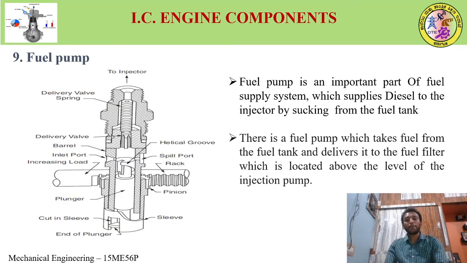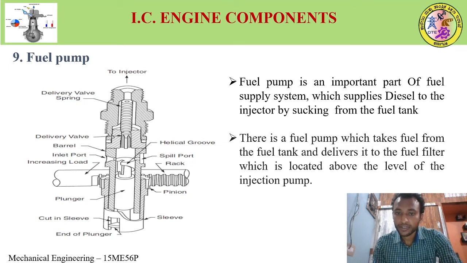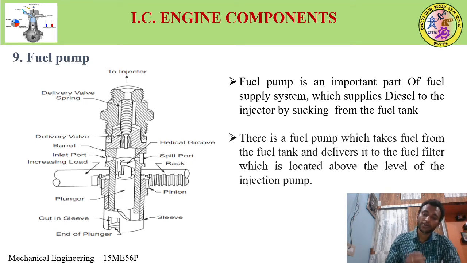So the fuel pump is an important part of the fuel supply system which supplies diesel to the injector by sucking from the fuel tank. It is a link between this fuel tank as well as this fuel injector. So what does the fuel pump do? It pulls diesel from the fuel tank and sends it to the fuel injector. So there is a fuel pump which takes fuel from the fuel tank and delivers it to the fuel filter, which is located above the level of this injection pump. So we take it from the fuel pump, filter it, and send it to the fuel injector.